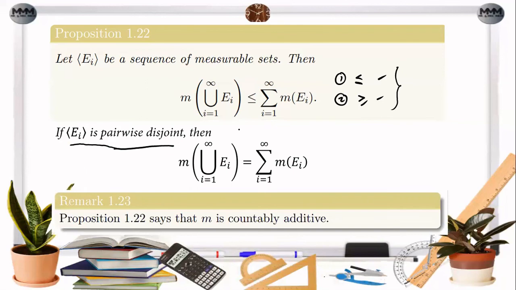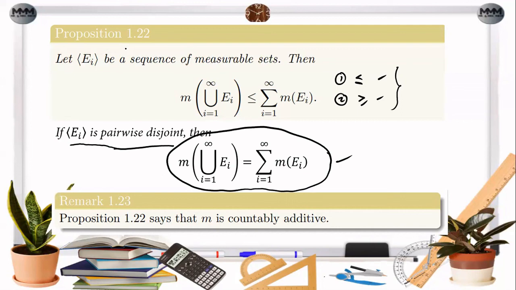So we have here a remark. We note here that, by proposition 1.22, because we have this equality, we can say that the function m is countably additive. So that's it.